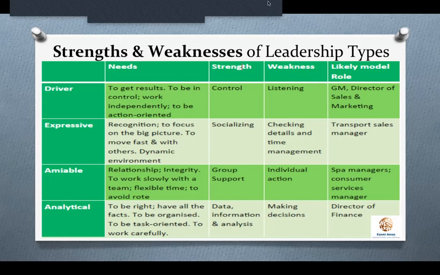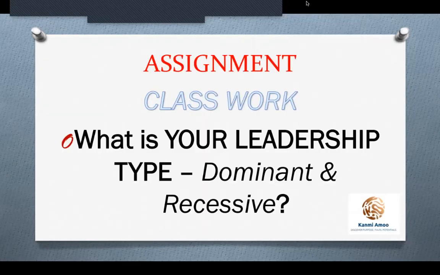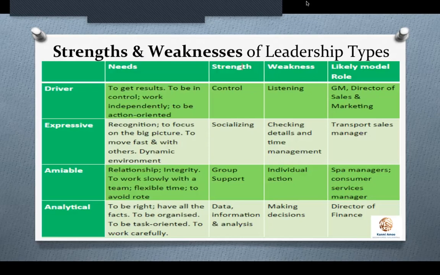The strength of the amiable person is group support. You can give good support, but the weakness is individual action. While the strength of the analytical is that they are strong in data, in analysis, information gathering, and all that. But their weakness is making decisions. You know, they may analyze to death. Some of the best roles I've said for the analytical, maybe director of finance, and maybe great judges and lawyers, they need to be analytical.